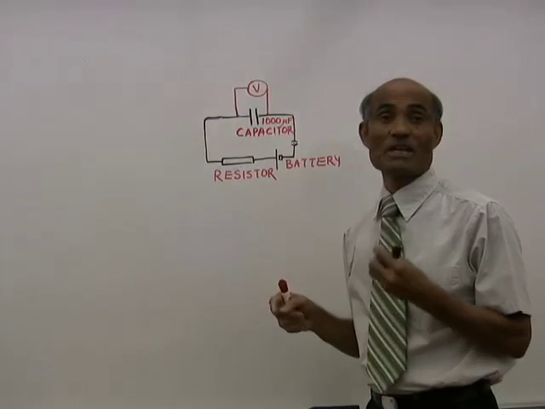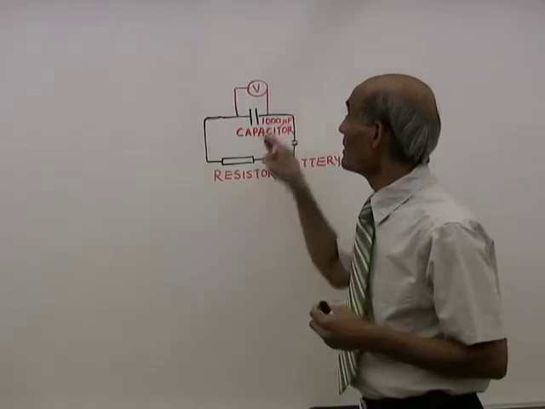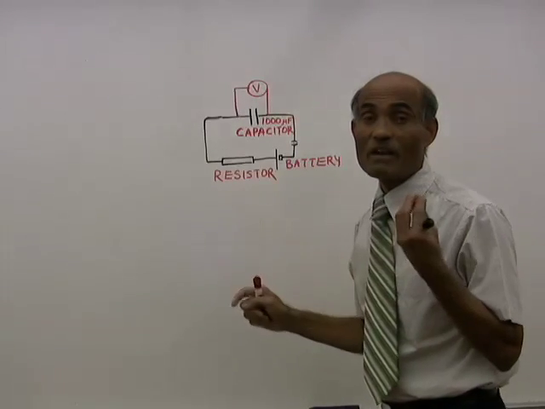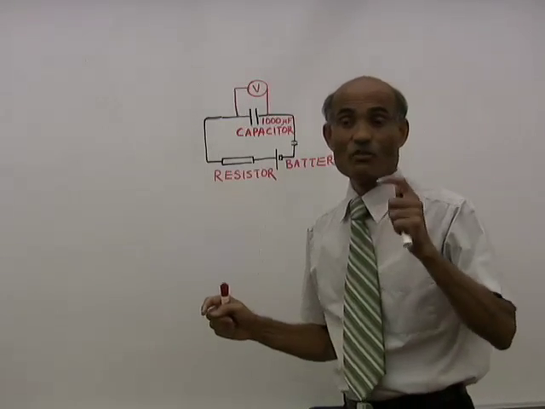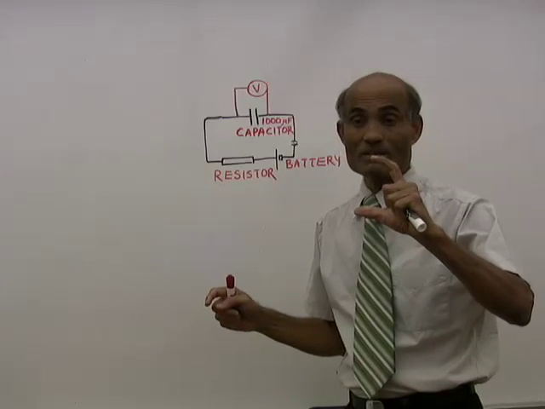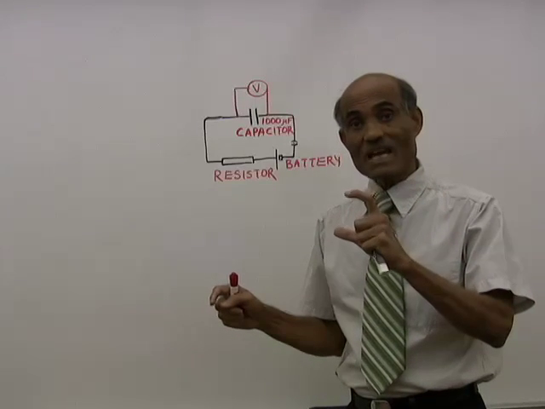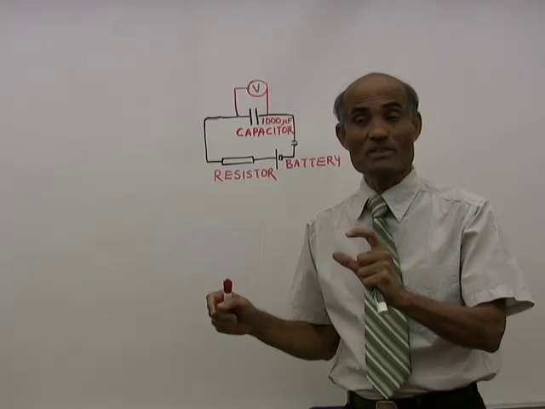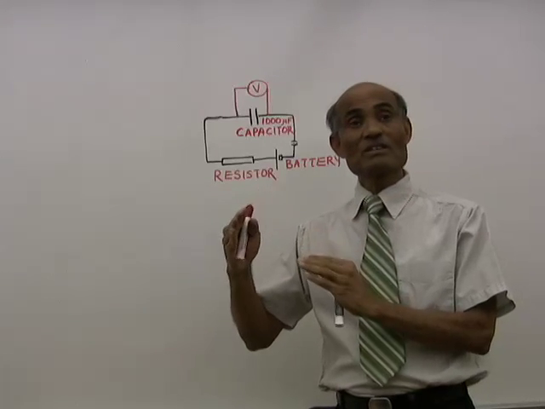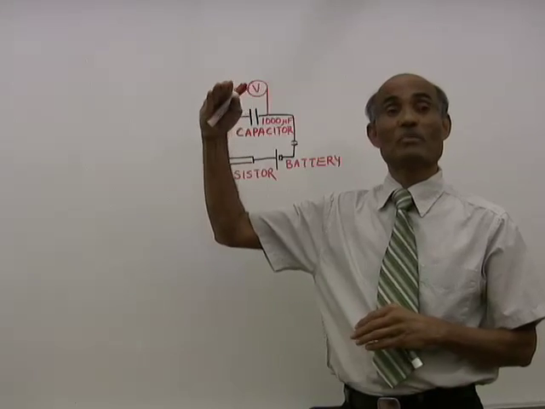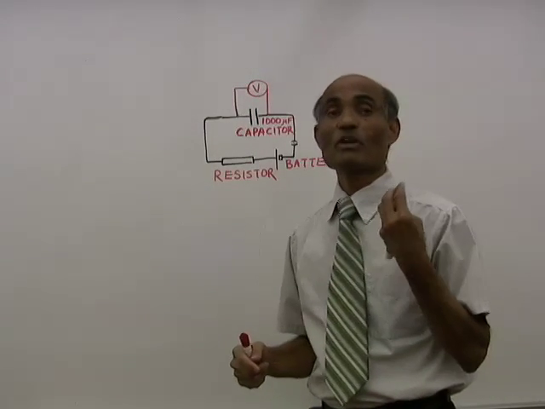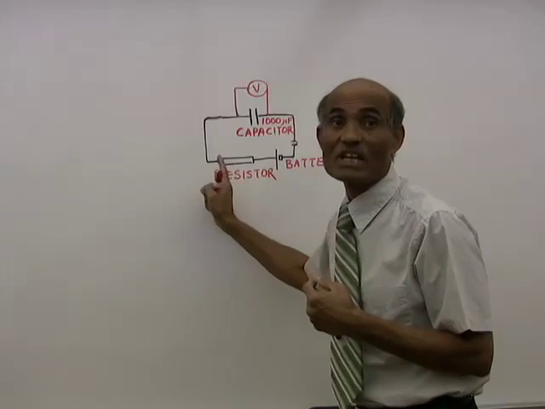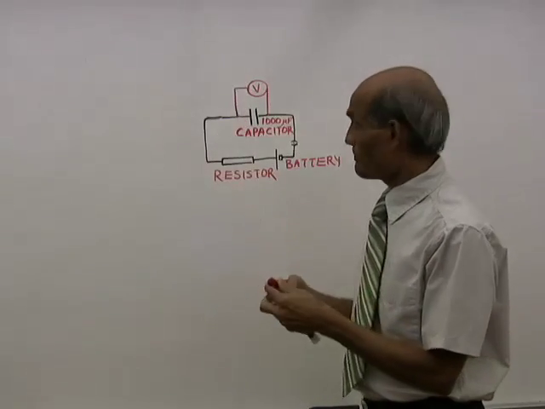voltage. I want you to take measurements of the potential difference across the capacitor every 5 seconds for the first 1 minute, and then every 10 seconds for the next 2 minutes, and then every 20 seconds for the next 2 minutes. So altogether you take readings for about 5 minutes while the capacitor is getting charged.